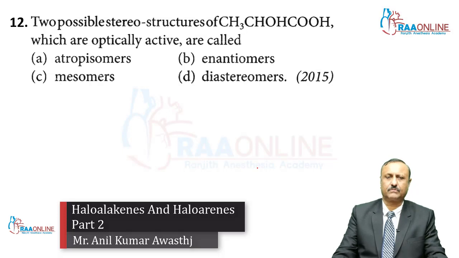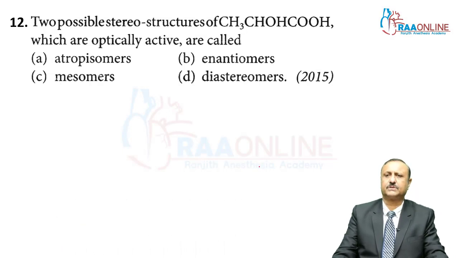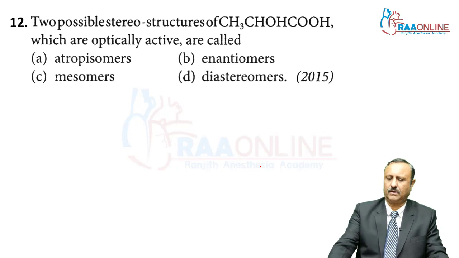Now my dear students, this is question number 12. Two possible stereostructures of CH3CHOHCOOH which are optically active are called... My dear students, because here a chiral carbon atom is present, and due to the chiral carbon atom, those compounds which are optically active are called enantiomers.